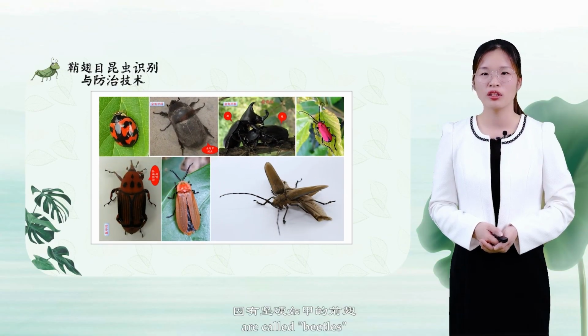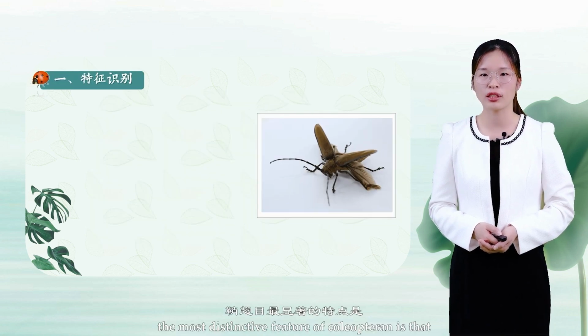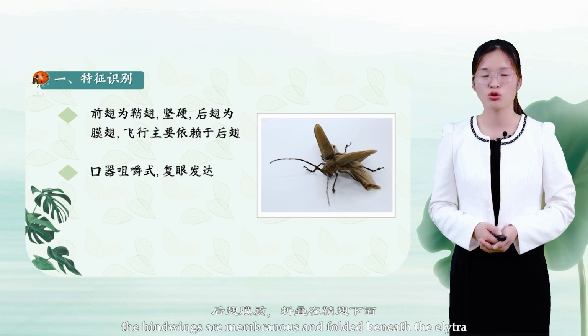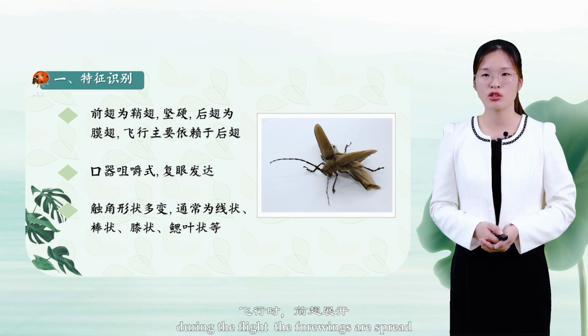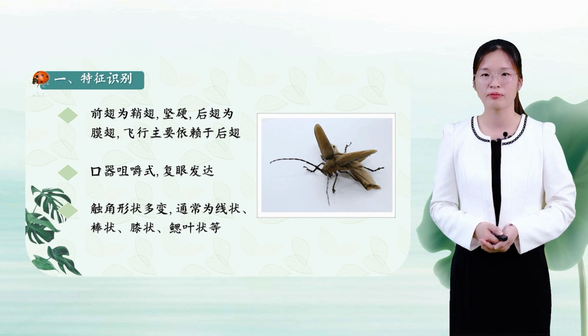Coleopterans are called beetles because of their hard, armor-like forewings. The most distinctive feature of Coleopteran is that the forewings are hard elytra. The hindwings are membranous and folded beneath the elytra. During flight, the forewings are spread and the hindwings are relied on mainly for flight.